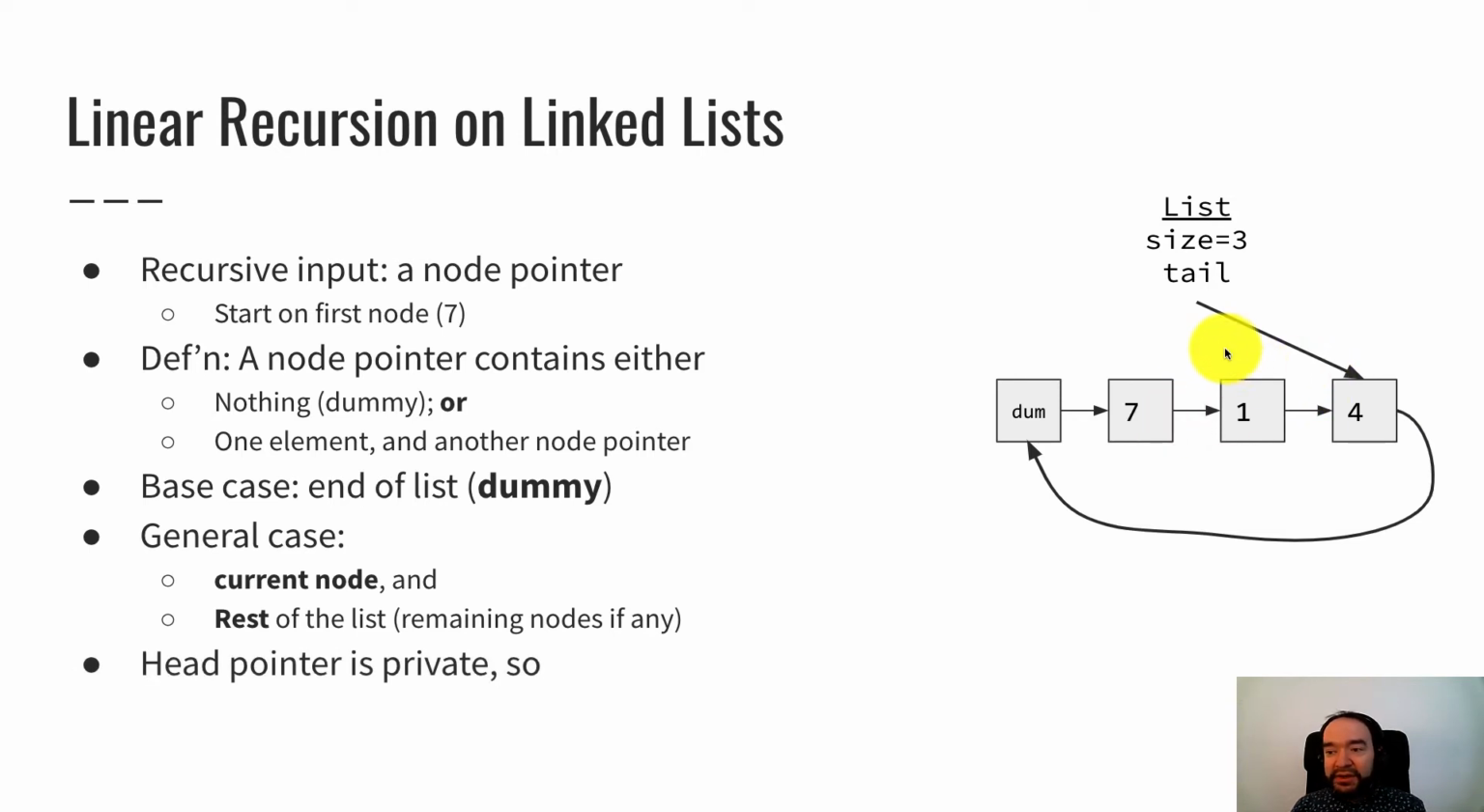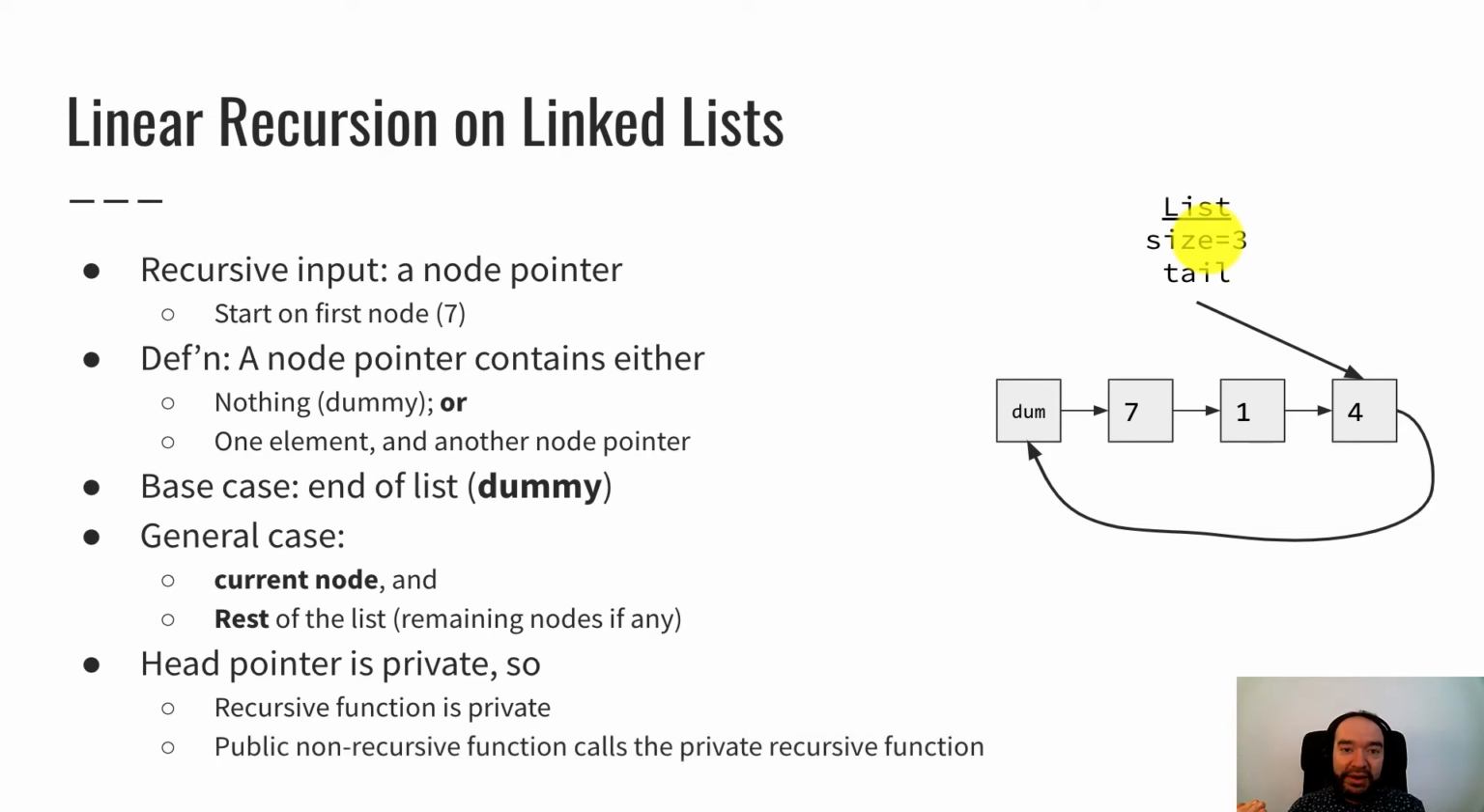Now, one detail here is the tail pointer or head pointer is a private data member. So that means that we can't make one of these recursive functions public because our caller would need to provide the argument of what node to start at, and they have no way of getting node pointers.